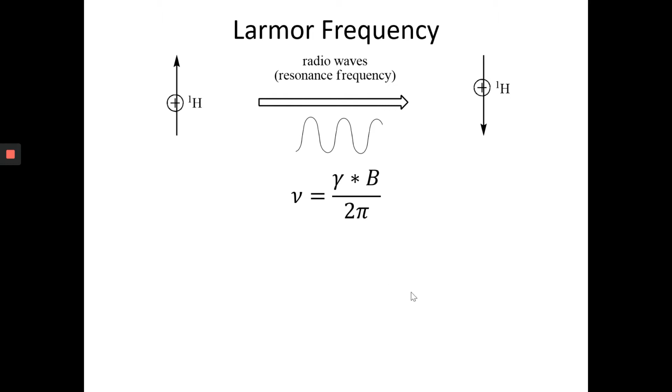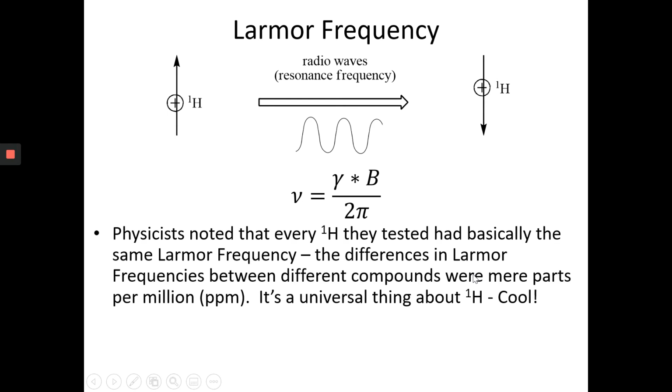And of course, where we left off last time, physicists noted that for pretty much all of the different samples that they tested, the hydrogens had basically the same Larmor frequency. They were different a tiny little bit, but mostly the Larmor frequency for the hydrogens in water was pretty much the same as for ethanol or acetone or pentane or other compounds. And physicists thought, hey, that's pretty darn cool. It's a universal thing about hydrogens.